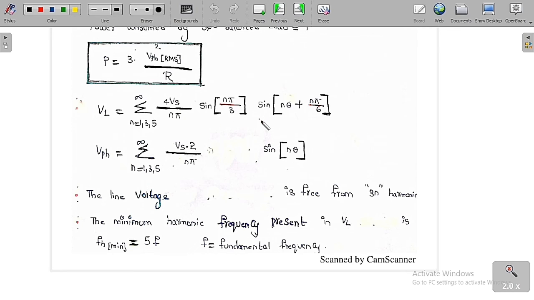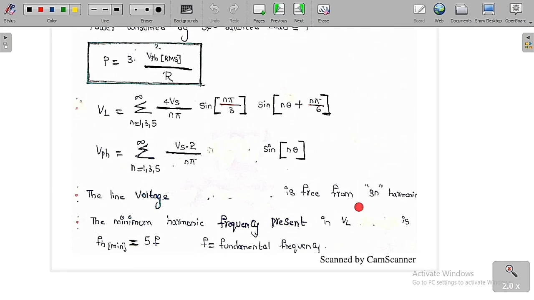You can see clearly that the line voltage is free from 3n harmonics. If you substitute n equal to 3, you get sine pi, which is 0. So all the 3n odd harmonics are absent in the line voltage, and all of them become 0. This is the meaning of this.